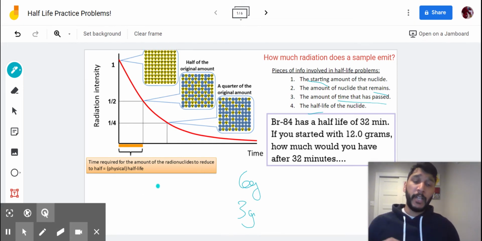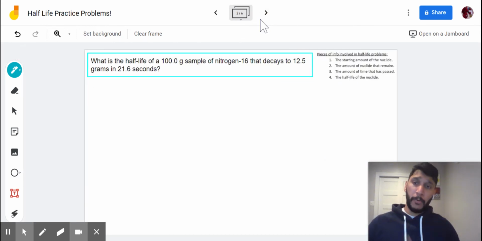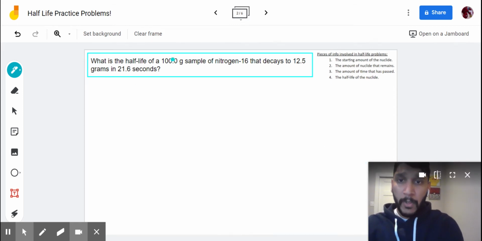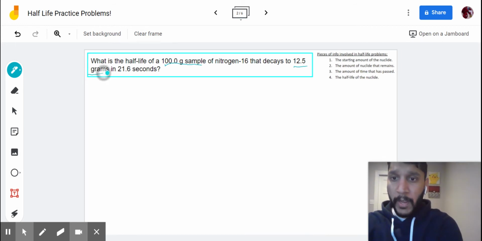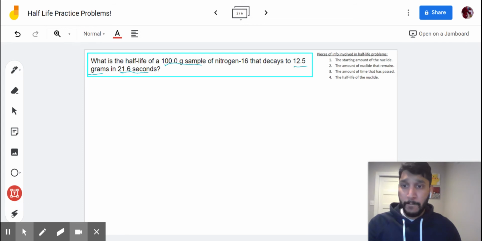So we're going to try to put this into practice. Looking at problem number 1: What is the half-life of a 100-gram sample of nitrogen-16 that decays to 12.5 grams in 21.6 seconds? All right, let's go ahead and label some of this. We've got 100 grams, decaying to 12.5 grams, and this is all happening in 21.6 seconds.